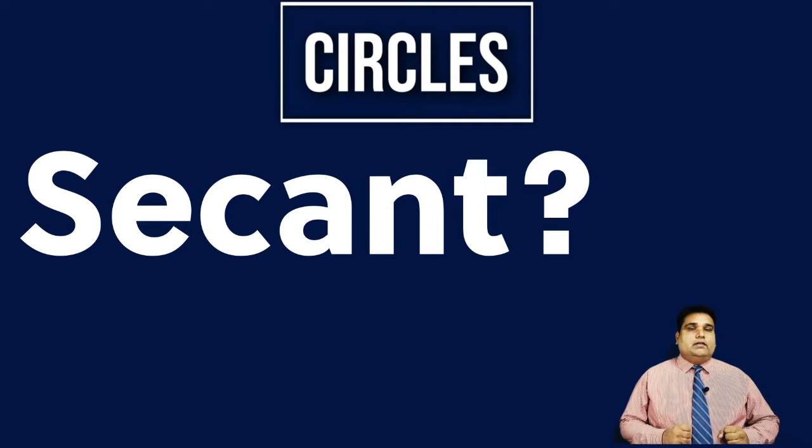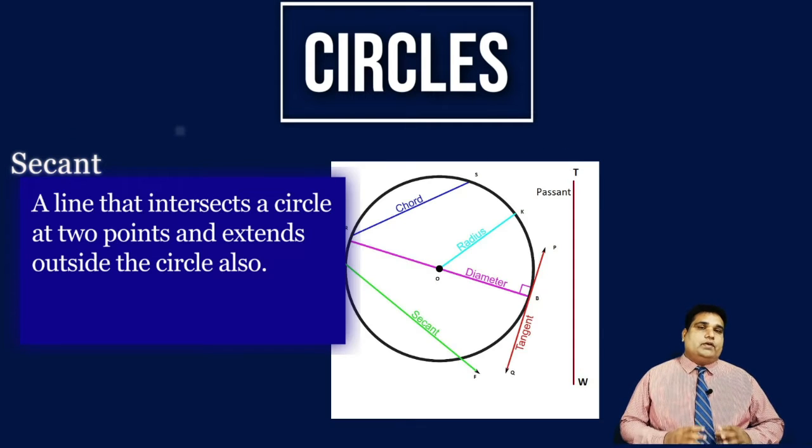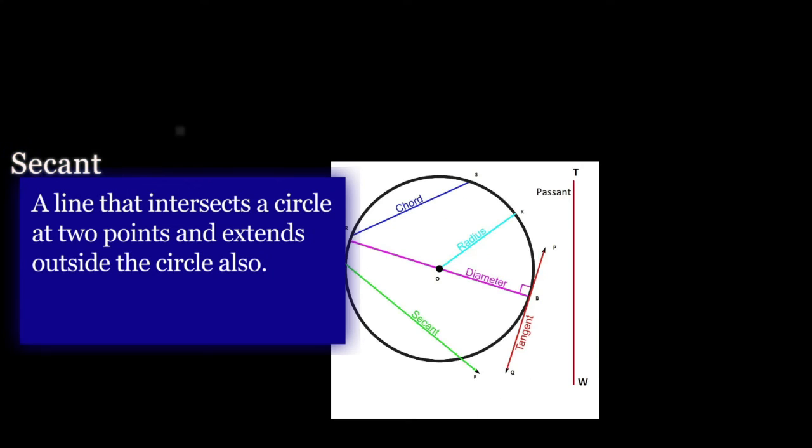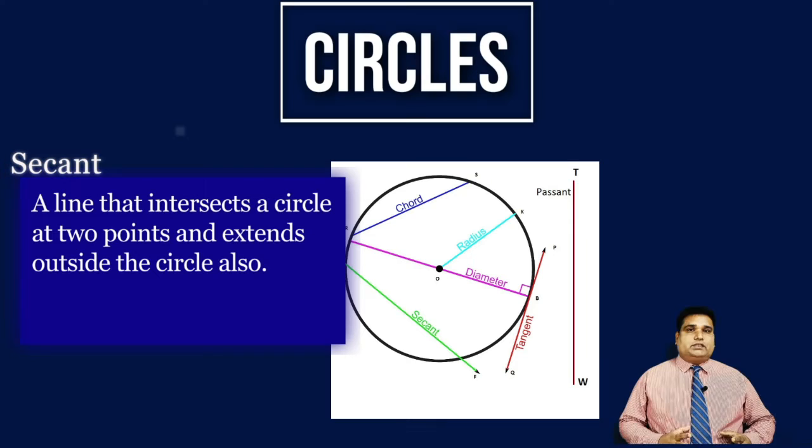Next is secant. What is secant? A line that intersects a circle at 2 points and extends outside the circle. So when a line joins any 2 points on the circumference of the circle, but we extend it outside the circle also, that line is a secant. In simple words, when we extend a chord on both sides outside the circle, that chord is a secant, right? Here, you can see in the diagram, if we extend any chord outside the circle, that is a secant. In the diagram we can see the line EF is the secant of the circle.